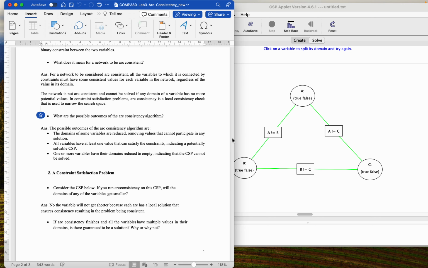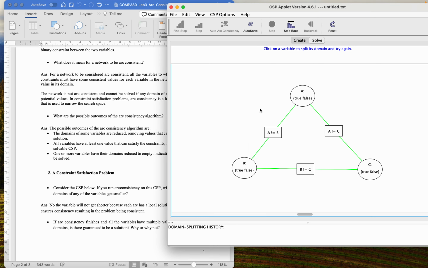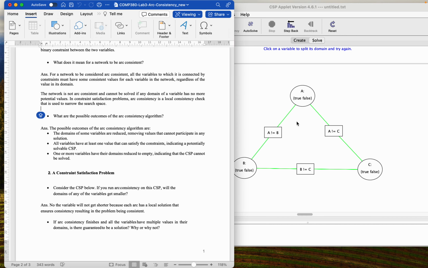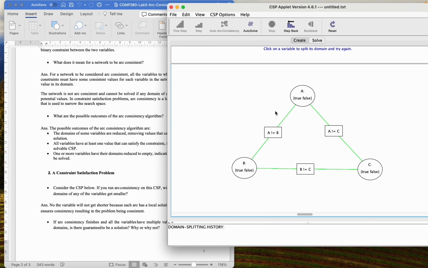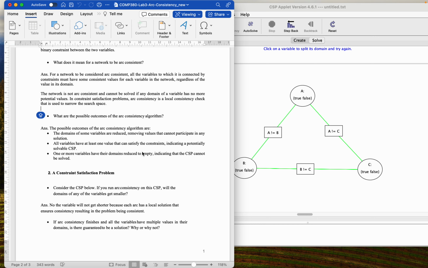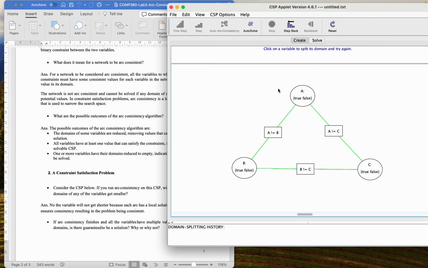What are the possible outcomes for an arc consistency algorithm? It means that there are three solutions for that. Either there is a certain type of variable that is not removing any specific value, meaning it is not participating in any type of solution, and there should be at least one value satisfying the constraint, like an a and a b value that satisfy the specific constraint. And there is also a scenario where the domain is left empty, if the CSP cannot be solved. This means that there is no solution for the specific problem.